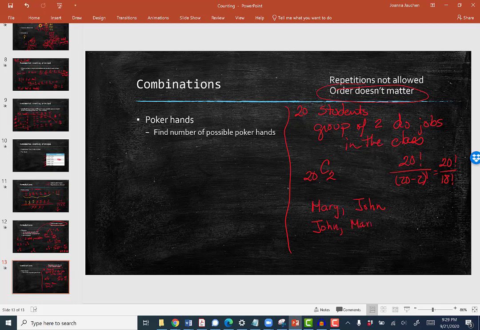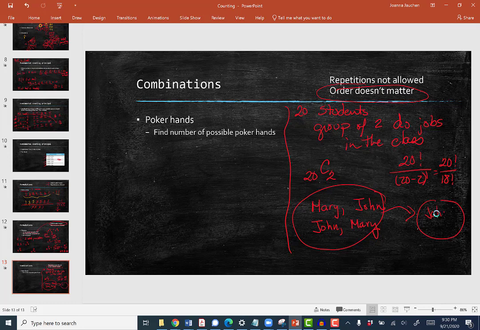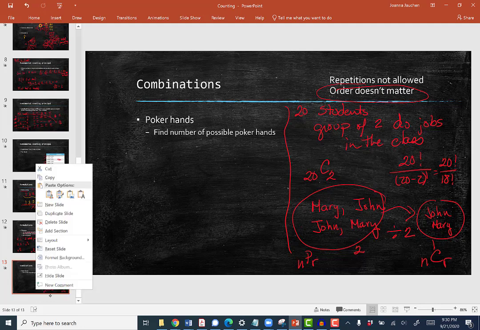But I want to go to this place where order doesn't matter. If I'm picking Mary and John, and if I'm picking John and Mary, under permutations those count as 2 different ordered lists. Under combinations, I don't care what order they're in. I just care that John and Mary are in a group together, right? So I had 2 things that were counted under permutations, and now I just want to count them as 1. So this permutation number, 380 total possibilities for nPr, I would divide by 2. Divide 380 by 2 and get 190, and that would be the total number of combinations.